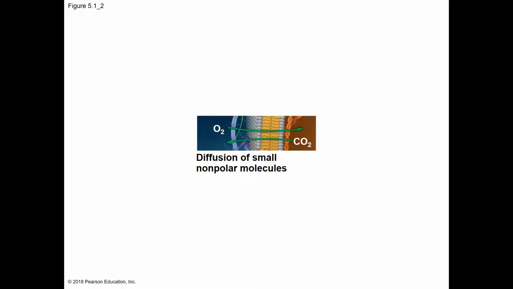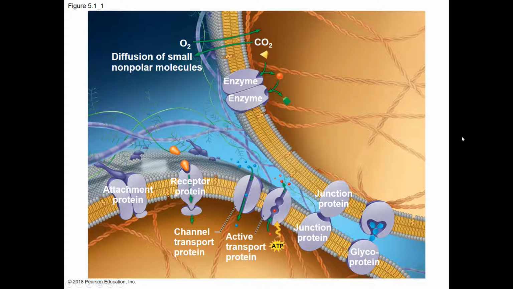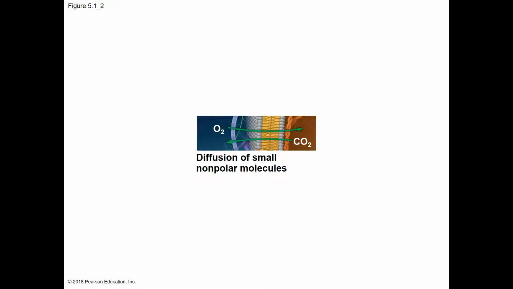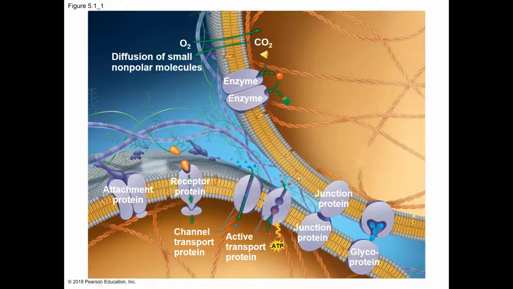Okay, so where we left off, we were looking at the different parts of the plasma membrane. So we're going to go through a few of these parts here. So for this first one, in this picture here, you can see diffusion of small nonpolar molecules. So if you look at the plasma membrane, you can see that there are phospholipid heads and the phospholipid tails. Now, if you remember, the heads are polar, which means that they like water, they're hydrophilic, and the tails are nonpolar, which means they repel water, they're hydrophobic.